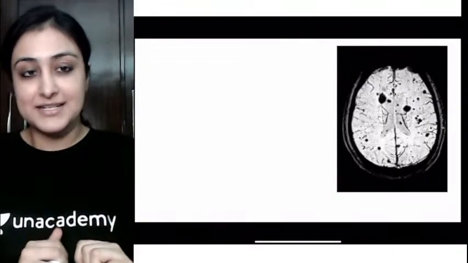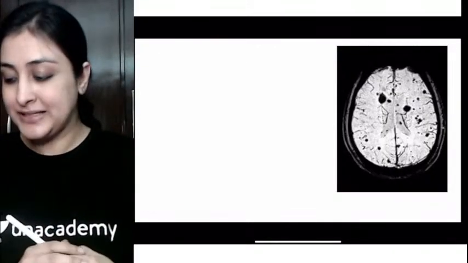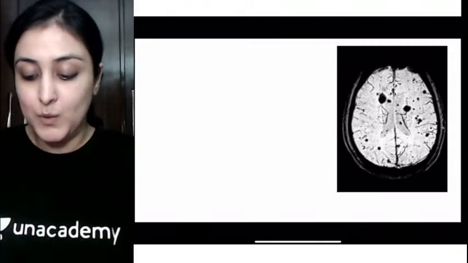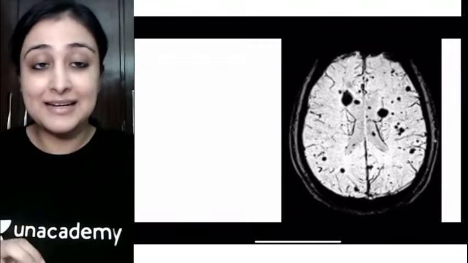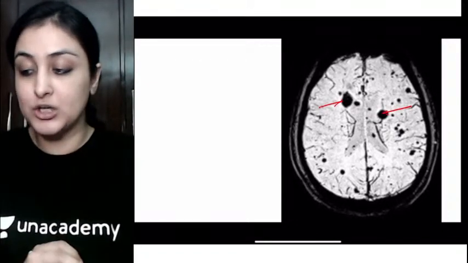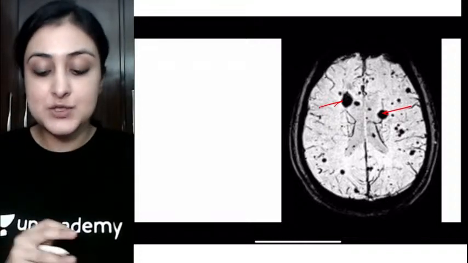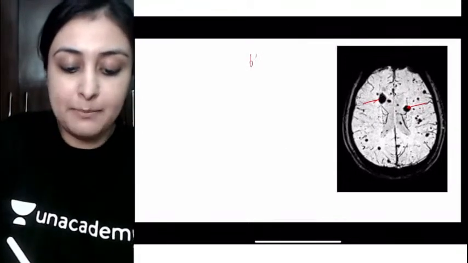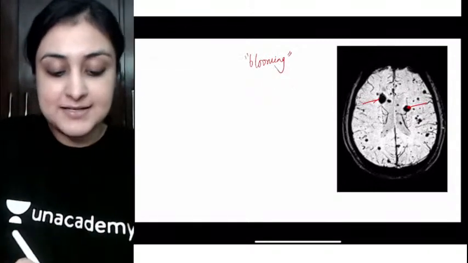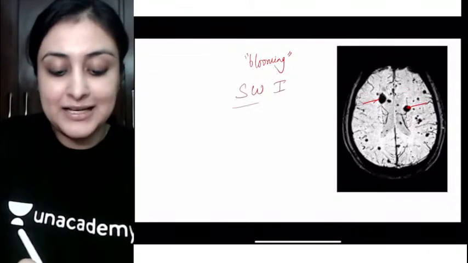Okay, right. This image, pretty familiar, PTSD. Those of you who gave INI-CET, I think you know this image pretty well. What are we seeing here? So here, there are these black spots. When you see these multifocal blooming, all right, this is called blooming. When you see these black dots, what is this? This is susceptibility weighted imaging.